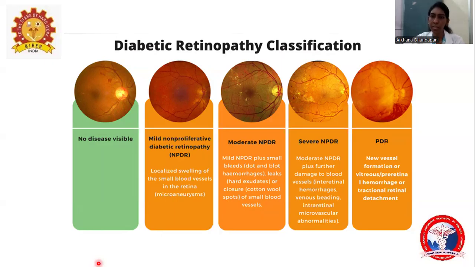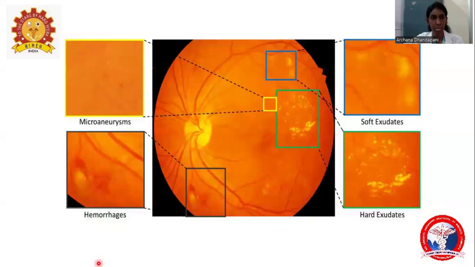In case of severe retinopathy, all these findings like hemorrhages and exudates will be present in all four quadrants of the retina, and along with that venous beading could be present, and also intraretinal microvascular abnormalities. Whereas in PDR, the major finding is new vessel formation or neovascularization. It could be seen in the retina, and that could lead to pre-retinal hemorrhage or tractional RD.